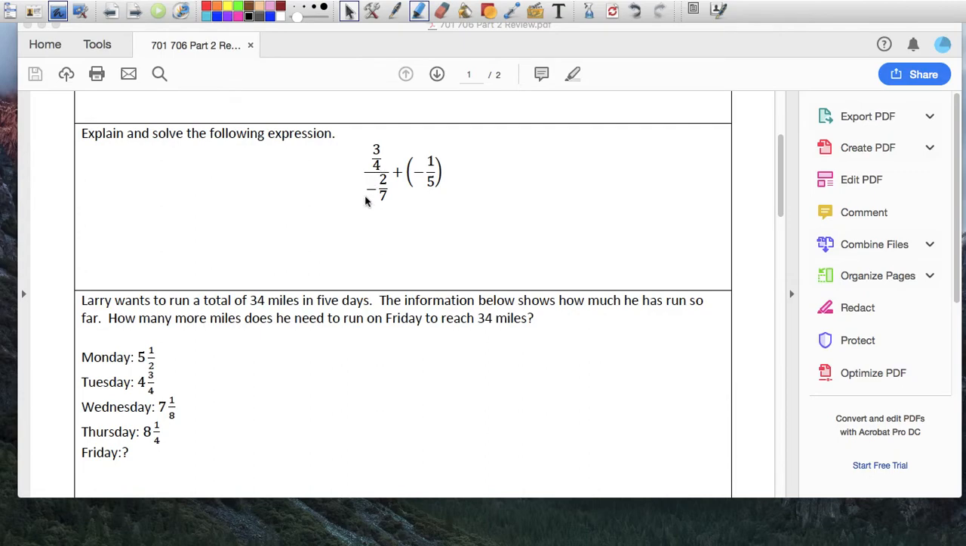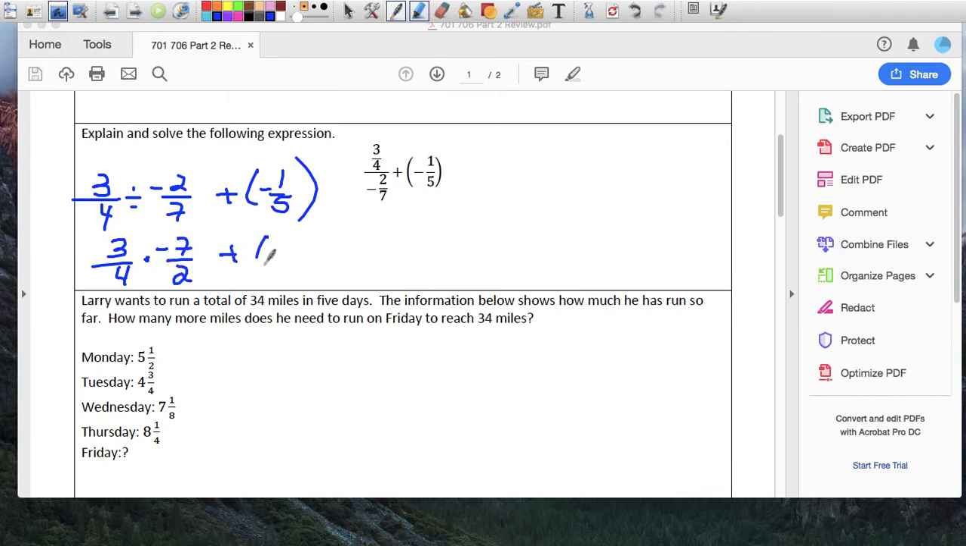Explain and solve this one. I'm going to solve it first because maybe that's easier. This problem, I'm going to write it like this: 3/4 divided by negative 2 over 7, which we're going to then add negative 1/5, right? The first thing I want you to write, and I'm not going to write this, you should be writing. The first thing I'm going to do is divide 3/4 by negative 2/7. So all this should be in writing, right? So 3/4 times the reciprocal, which is negative 7 over 2, plus negative 1/5, right?